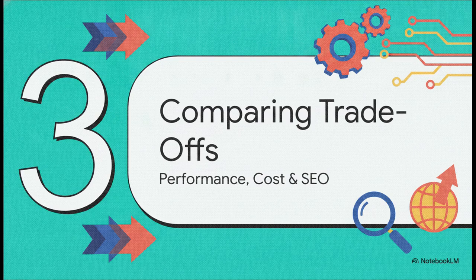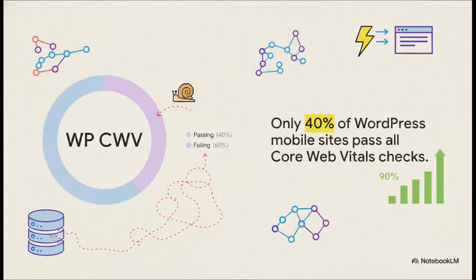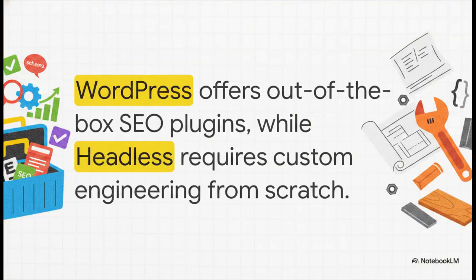Section 3. Comparing the real trade-offs, performance, cost, and SEO. Now, what's really fascinating here is the data from the HTTP Archive's Web Almanac. Looking at Core Web Vitals, optimized headless setups, the ones using static generation and edge caching, can hit pass rates in the 90% range. Meanwhile, your average WordPress mobile site sits somewhere around 40%. So, headless gives you this massive raw performance advantage by completely eliminating server database queries when it serves those static files. But hold on, performance is only one piece of the puzzle, right?